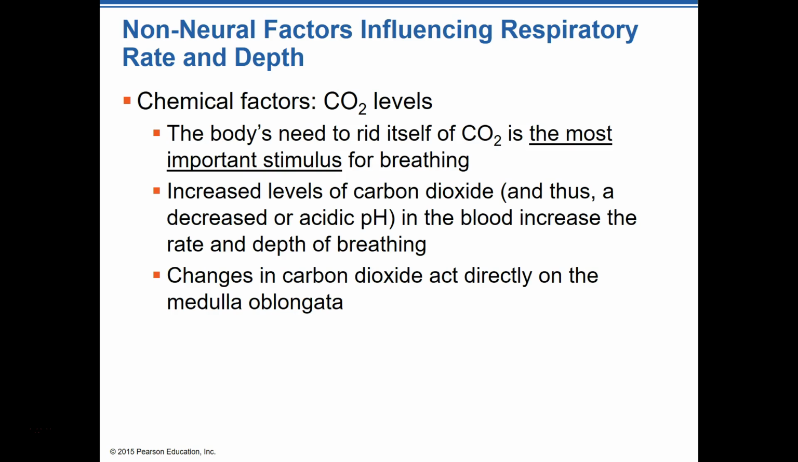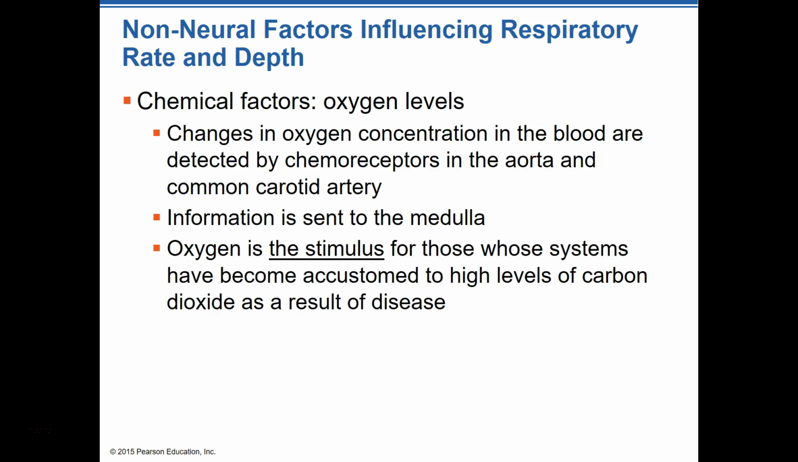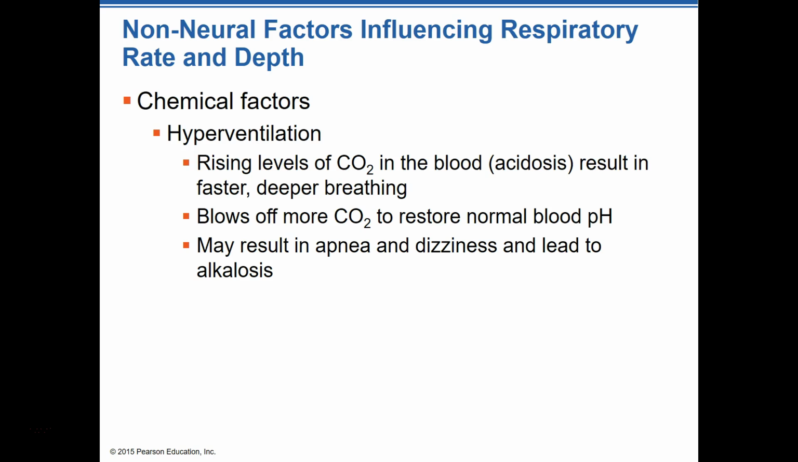The increased levels of carbon dioxide affect the blood pH, and that's part of what triggers us to breathe faster. Or if we have a lower pH or a higher pH, it'll trigger us to breathe slower. Changes in oxygen are detected by some chemoreceptors in the body, and that information is sent to the medulla. And so while oxygen levels do have some effect on breathing, it's not very much. It's a very marginal effect. It's mainly CO2 that has that effect.